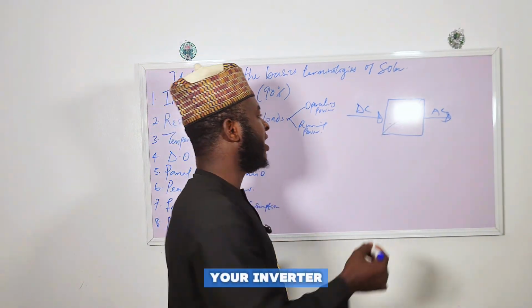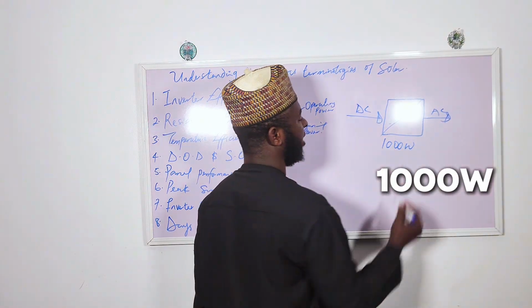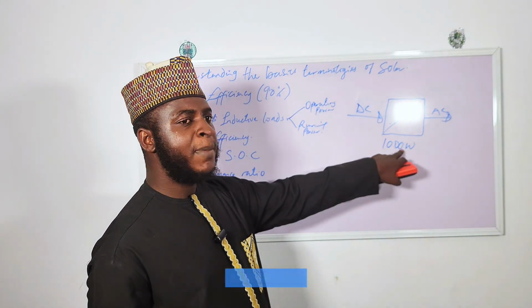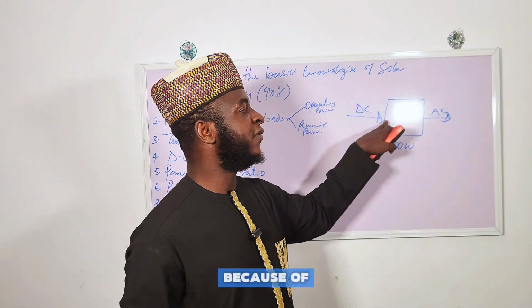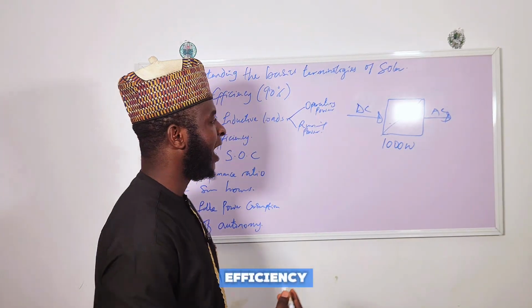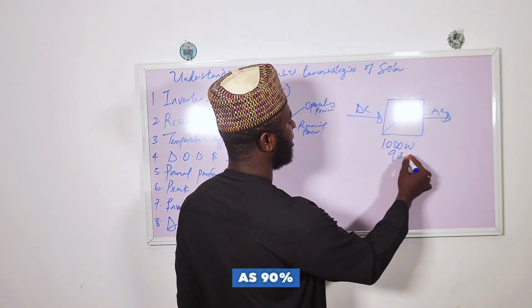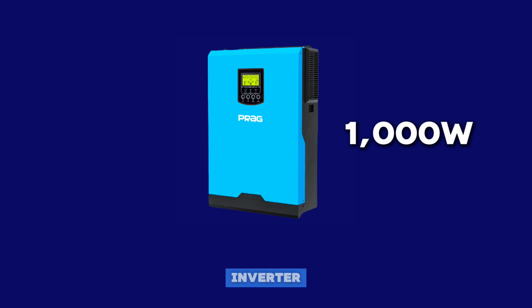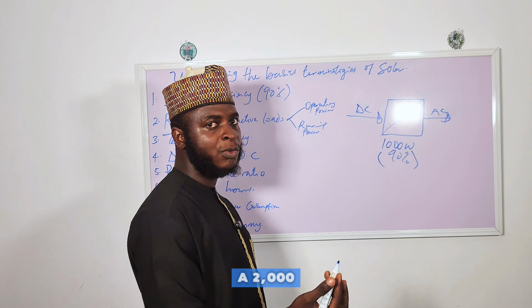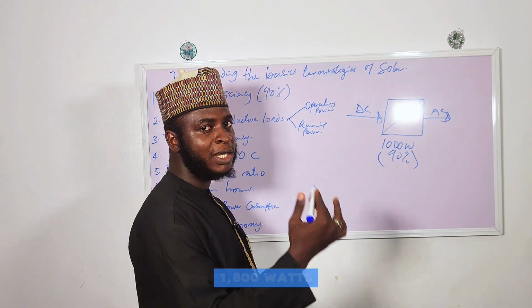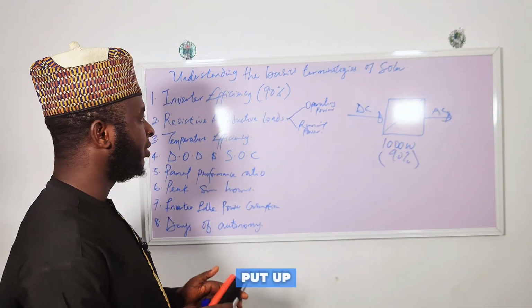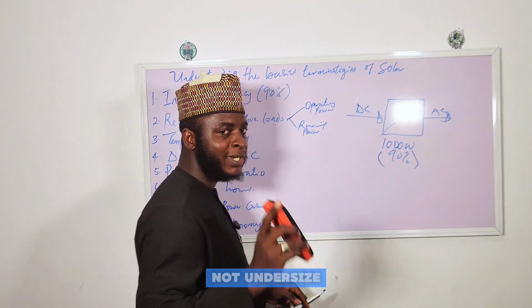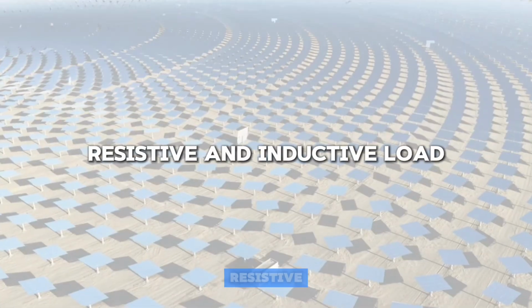Let's assume your inverter is a 1000 watt inverter. You will not be able to make use of the maximum 1000 watts from this inverter. Some of the energy is going to be lost because of this conversion. This is called the inverter efficiency, and it's mostly calculated as 90%. So if you buy a 1000 watt inverter, what you are going to be making use of maximum is 900 watts, which is 90%. Also if you buy a 2000 watt inverter, what you are going to be making use of is 1800 watts because of this inverter efficiency. So before you size your inverter, you must put your inverter efficiency into play so that you will not undersize it.